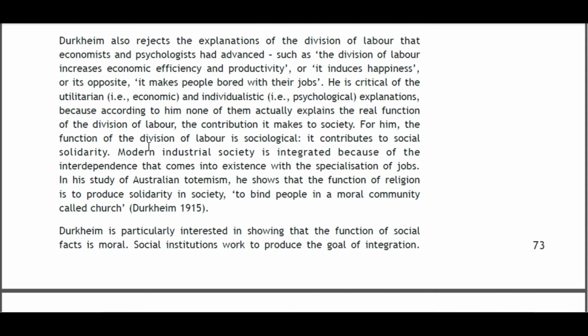For him, the function of the division of labor is sociological. It contributes to social solidarity. Modern industrial society is integrated because of the interdependence that comes into existence with the specialization of jobs. In his study of Australian totemism, he shows that the function of religion is to produce solidarity in society, to bind people in a moral community called a church.